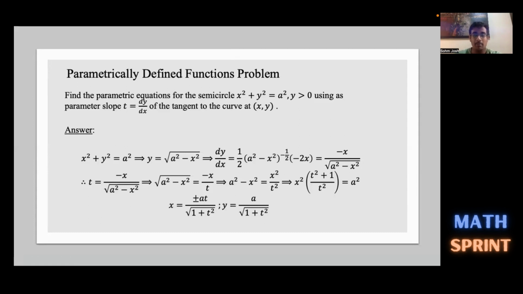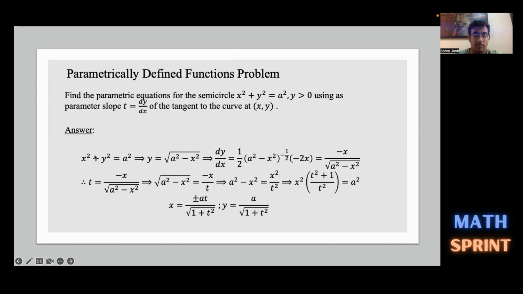Okay, let's do a quick problem on parametric functions. This may seem a bit challenging. Find the parametric equations for the semicircle x squared plus y squared is equal to a squared, where y is greater than 0, using the parameter slope t is equal to dy by dx of the tangent to the curve at x comma y. So here's the answer.